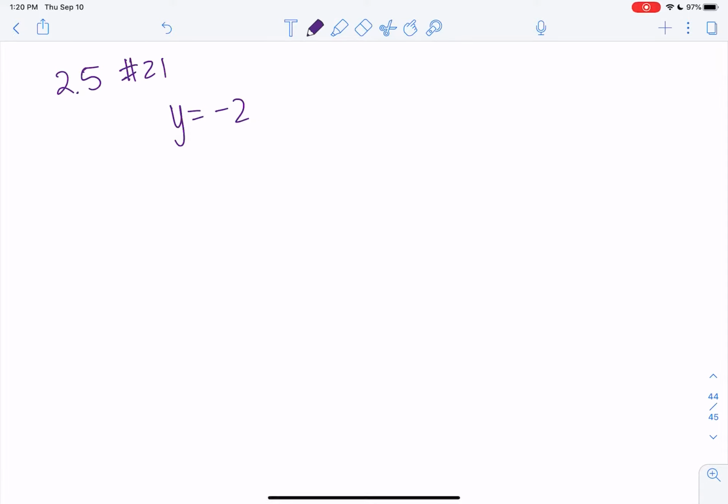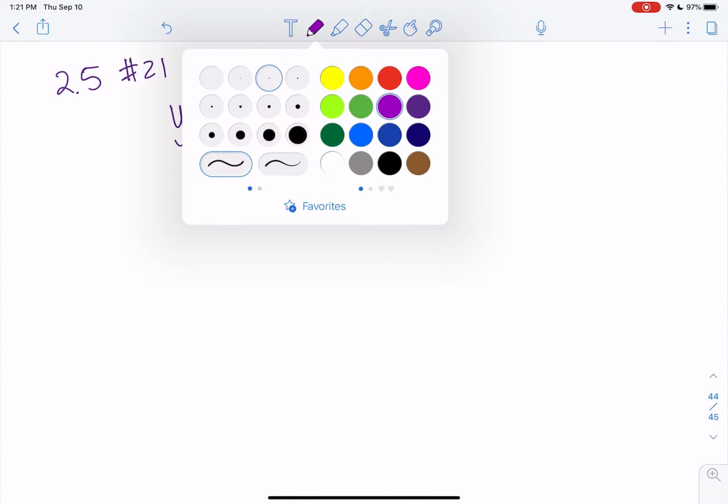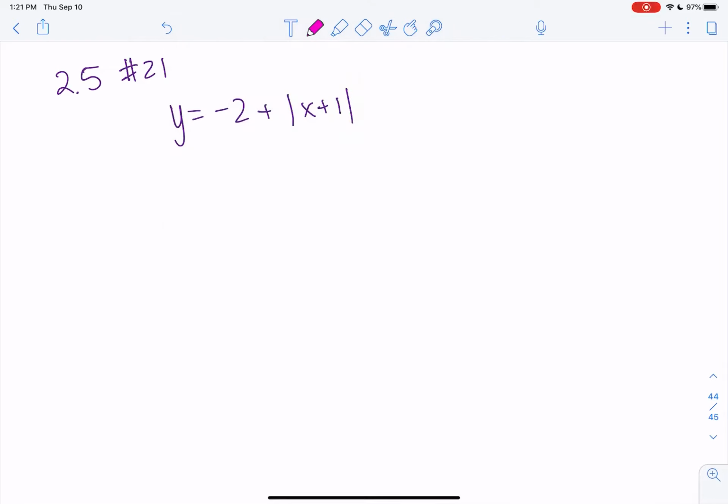All right, let's do 2.5.21. I'm going to show you two ways because I think growing as a math student is learning things more than one way, and it'll help you be better in calculus. So let's start with the absolute value definition just because we've been going over that lately, and then I'll show you maybe a more efficient way.